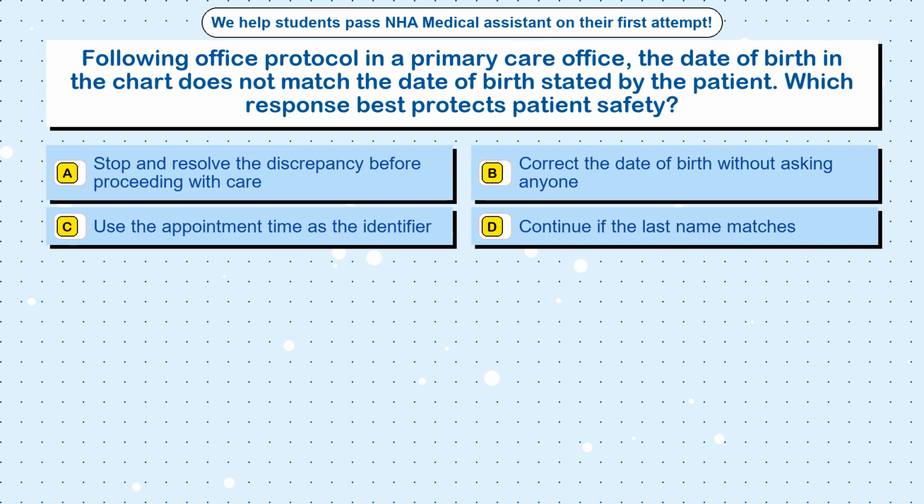Question 3. Following office protocol in a primary care office, the date of birth in the chart does not match the date of birth stated by the patient. Which response best protects patient safety? Option A. Stop and resolve the discrepancy before proceeding with care. Option B. Correct the date of birth without asking anyone. Option C. Use the appointment time as the identifier. Option D. Continue if the last name matches.